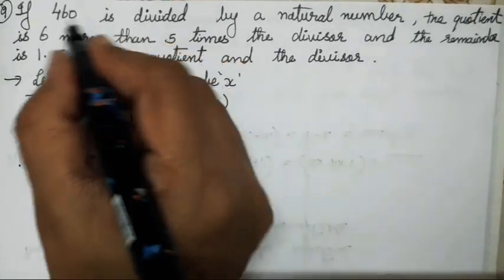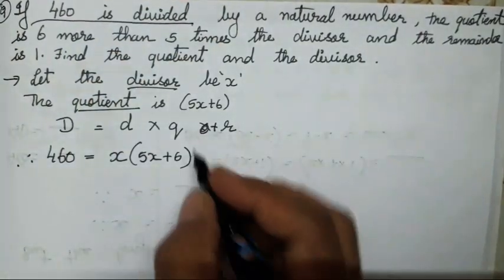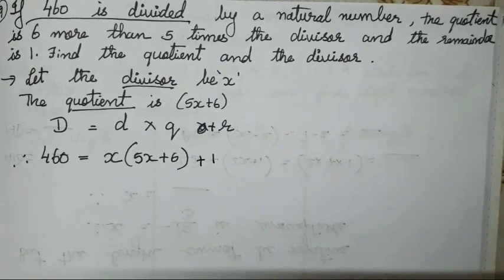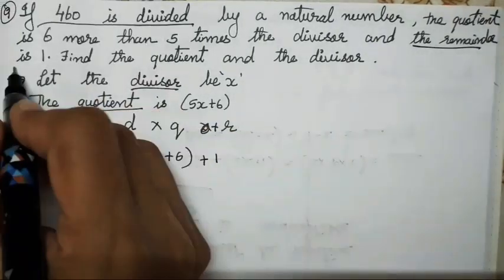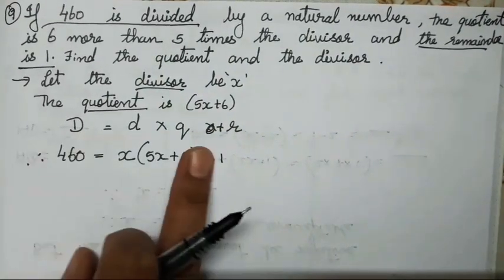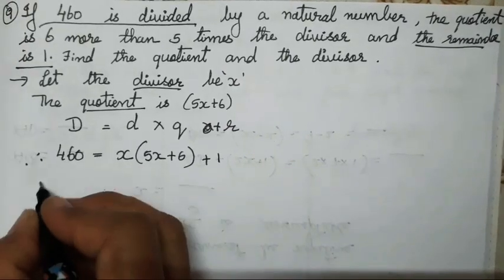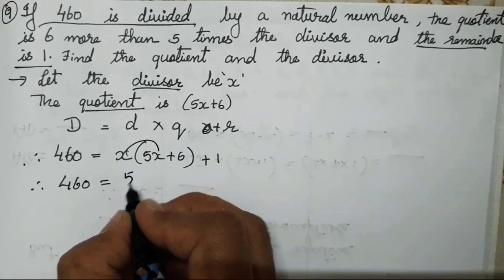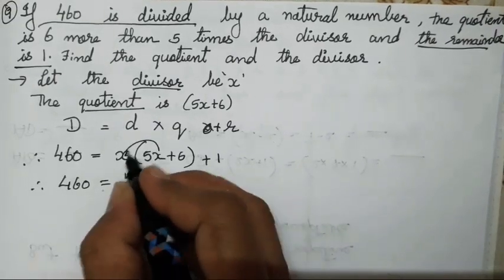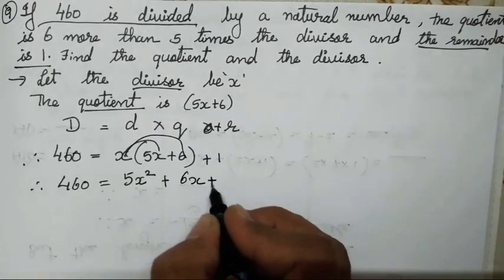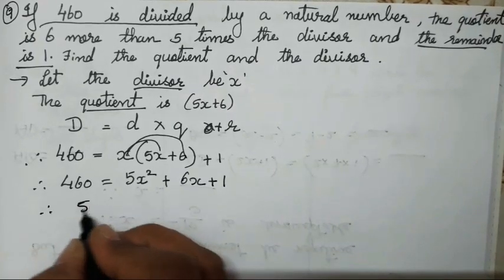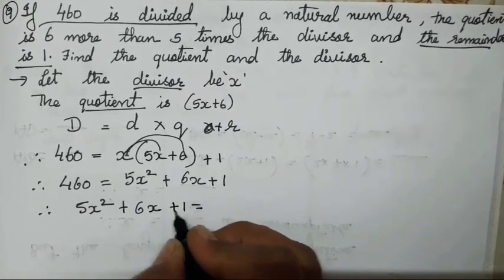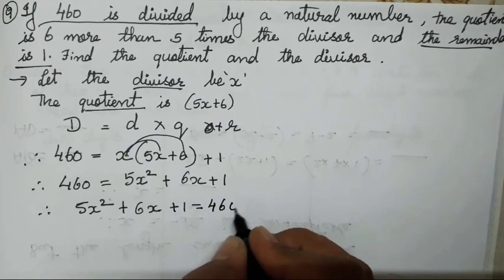Divisor, quotient, dividend. Okay, everything has been given. You all have to only form the equation, and remainder is supposed to be 1. This is also given. The remainder is 1. So using the formula, I have written the equation. Therefore, this question is very important, children. It might be asked in the board exam. Plus 6x plus 1. Therefore, 5x square plus 6x plus 1 is supposed to be 460.